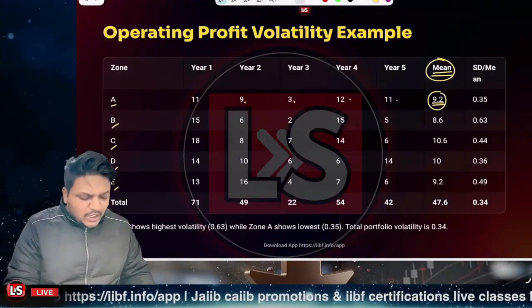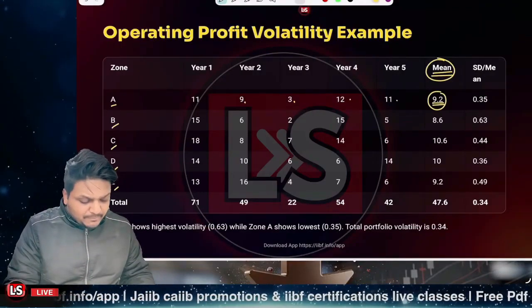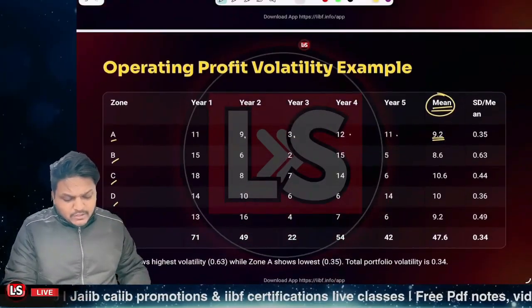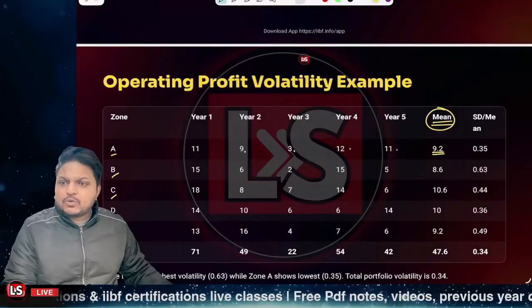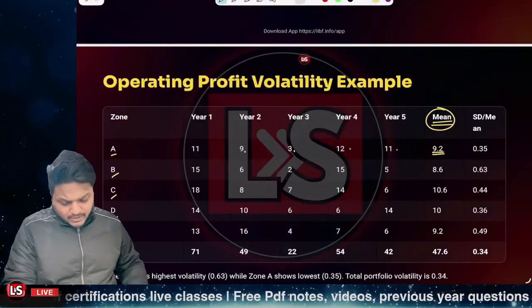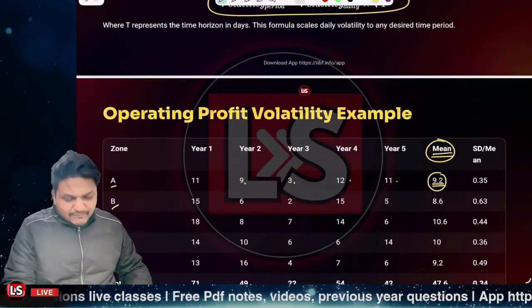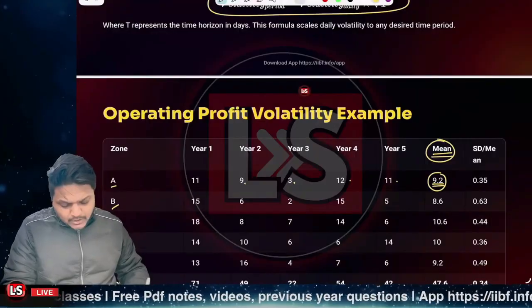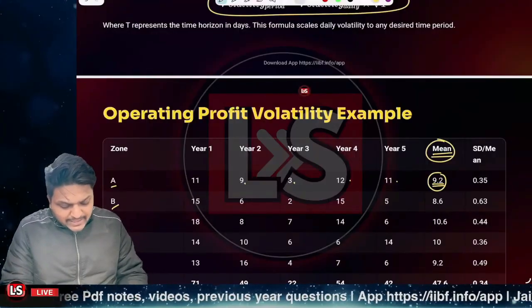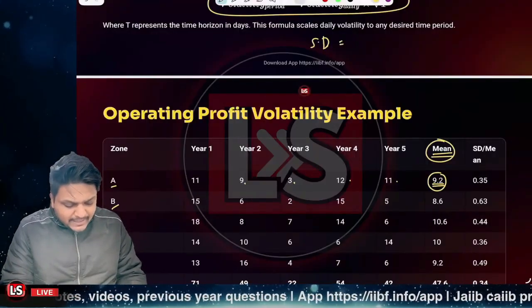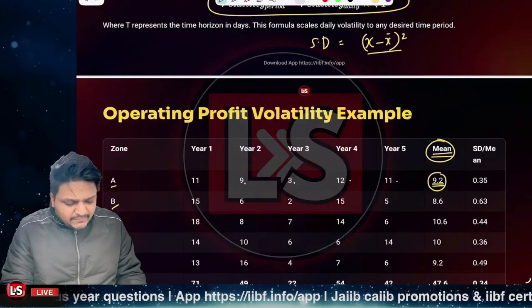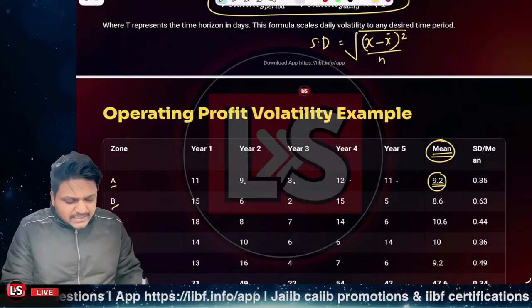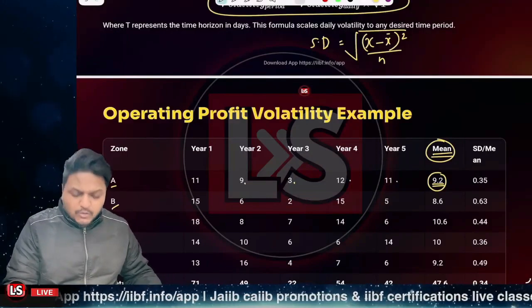This is the average. And how can we calculate the standard deviation? For the first zone, let me calculate the standard deviation for you so that you can understand the point. First of all, we have the average, 9.2. The formula goes like this: standard deviation is the square root of the sum of (x minus x bar) squared, divided by the number of terms, and that's it.